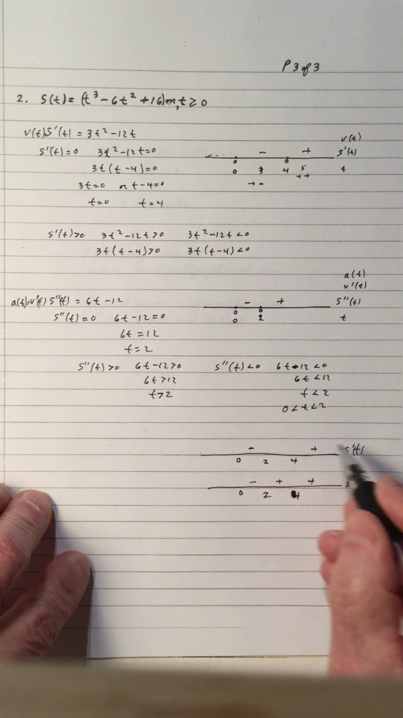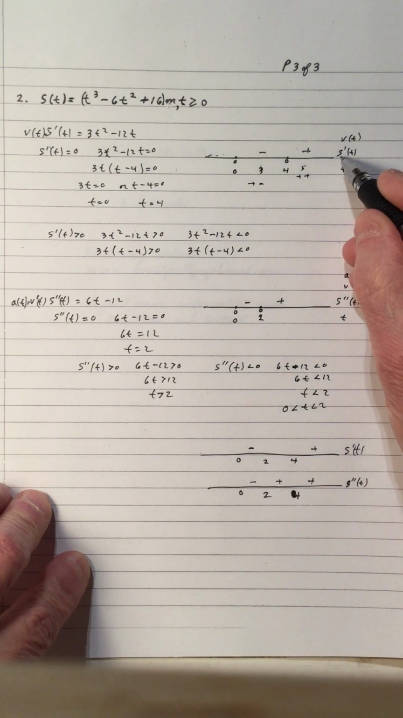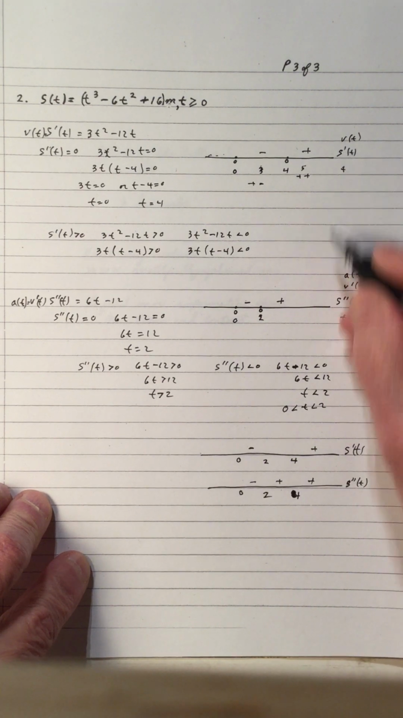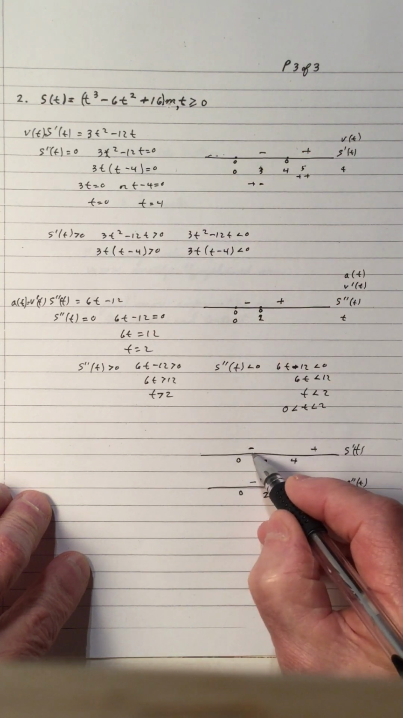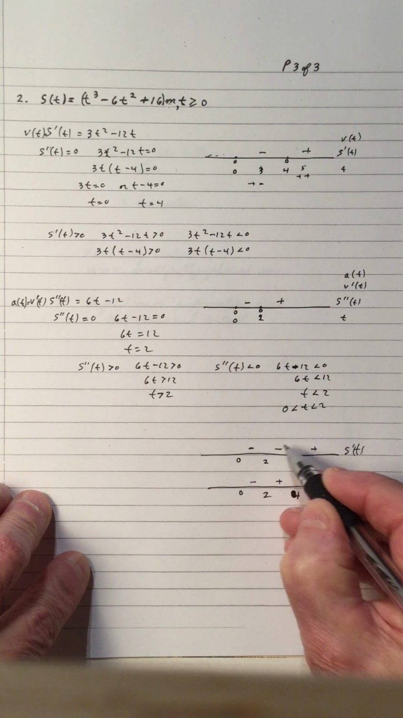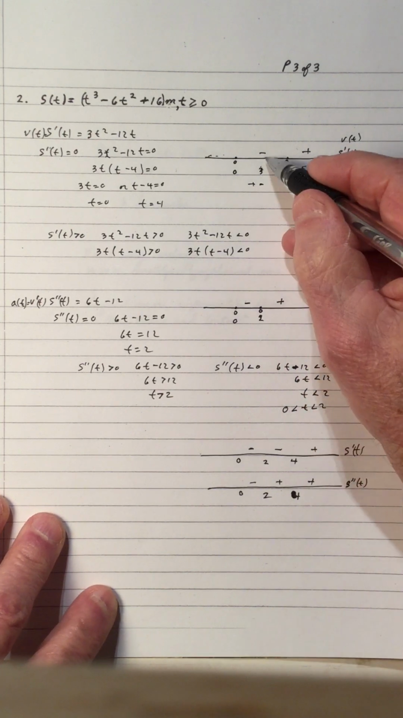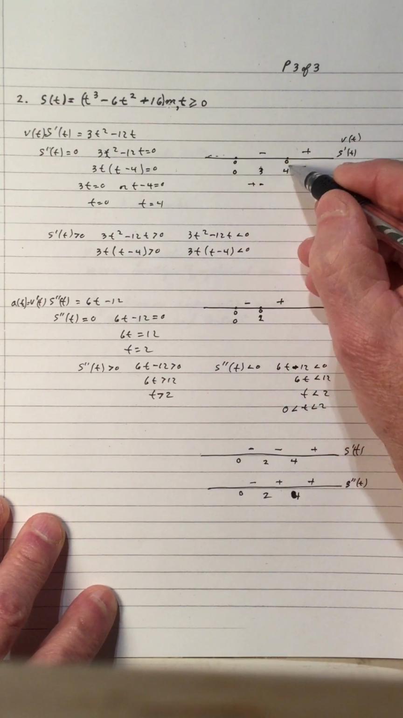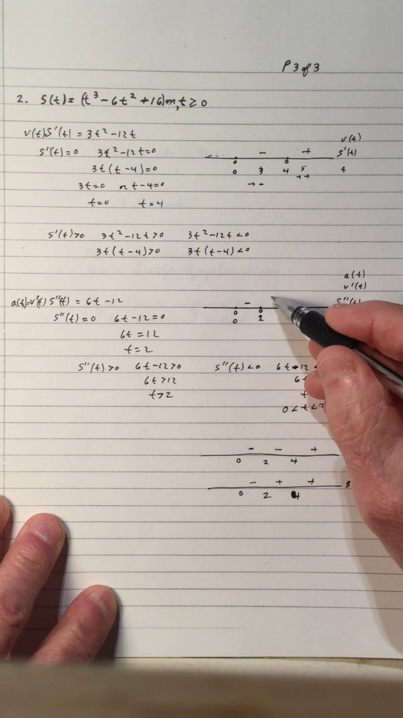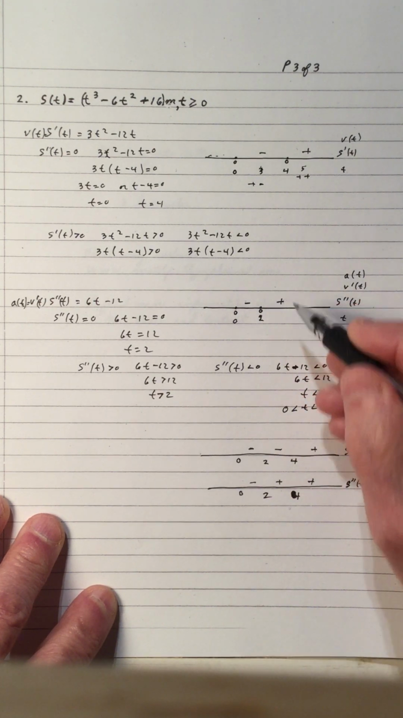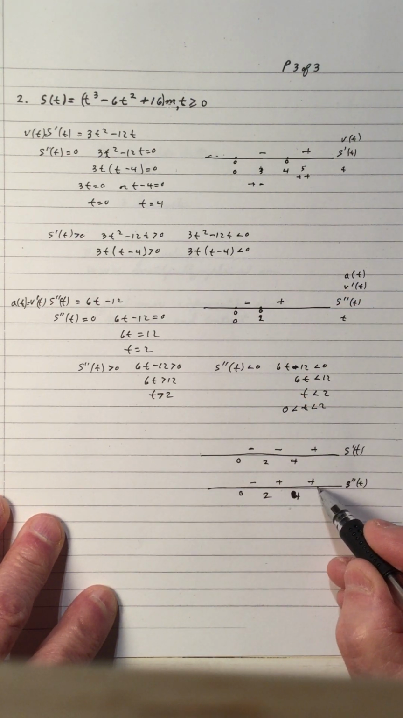So this is, again, not to get confused, velocity between 0 and 4 is negative, so it's negative between 0 and 2, and negative between 2 and 4, which is consistent with here. 0 and 4 is negative, and acceleration after 2 is positive. So after 2 is positive.